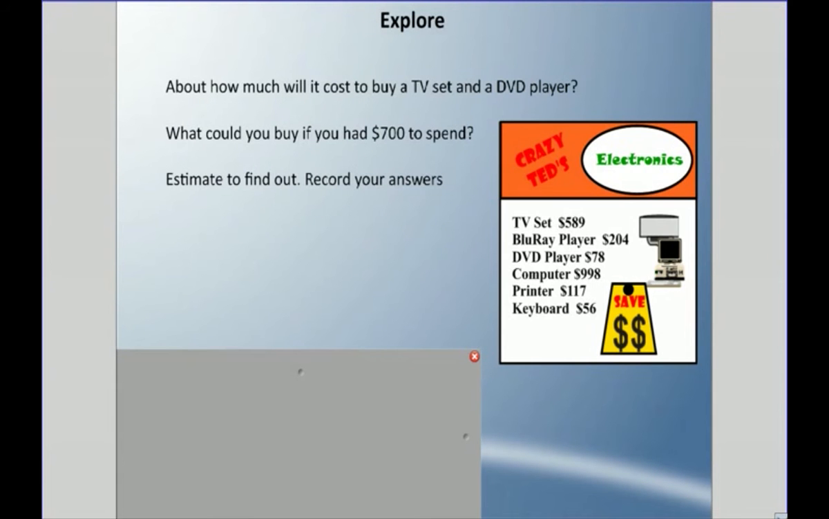Okay, so just to warm our brains up here, I got a little flyer from Crazy Ted's Electronics, and I'm going to ask you, how much will it cost to buy a TV set and a DVD player? And what could you buy if you had $700 to spend? Take a couple minutes, estimate that out in your head, and then maybe write it down and just think about it, okay?